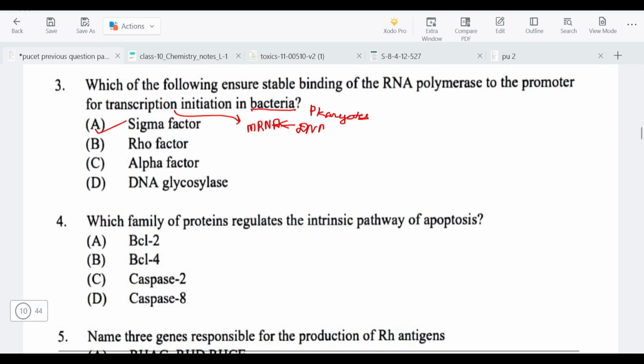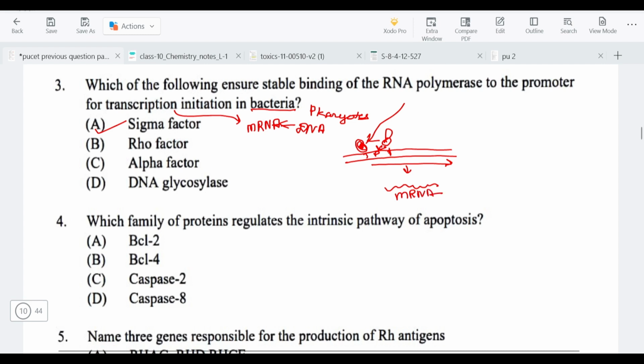Synthesis of mRNA from what? From DNA. Okay, so here comes your DNA segment, and here lies your promoter region. What is this? Promoter region. Now this sigma factor helps RNA polymerase to bind at this site, so further transcription can be initiated for the synthesis of mRNA, right?